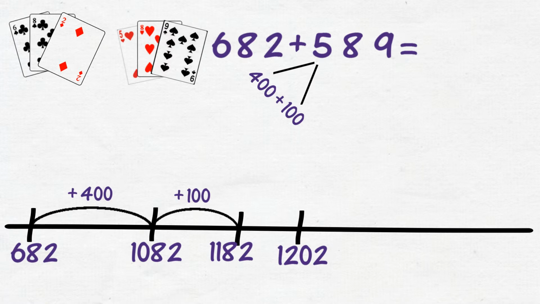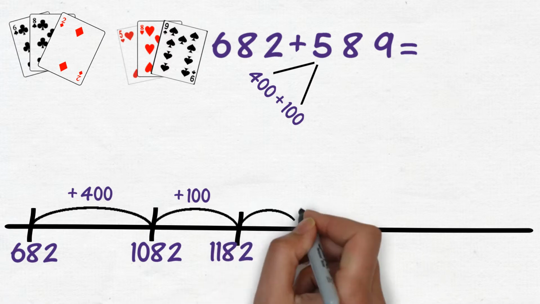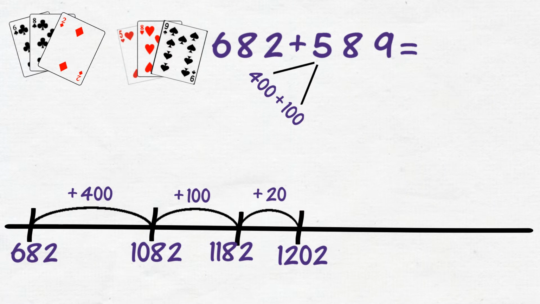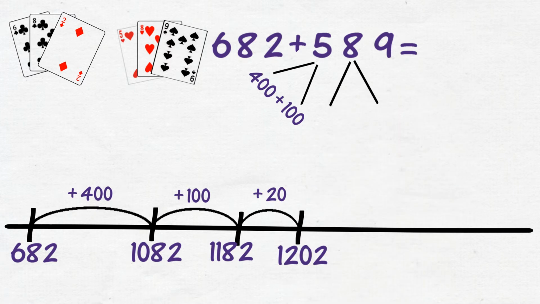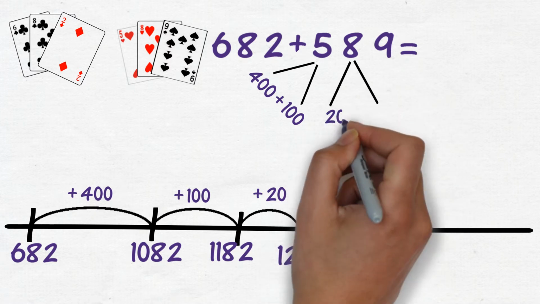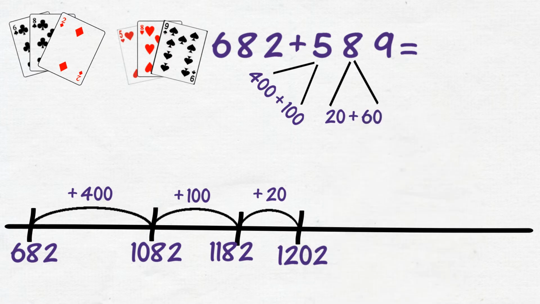What does place value tell us about 100? Does place value tell us that 100 is 10 tens? We have 8 tens. How many tens do we need to make 10 tens? Do we need to add 2 tens? Do we need to add 20? How did we partition the 80? We've added 20, so did we partition 80 into 20 and 60? Do we have another 60 to add?